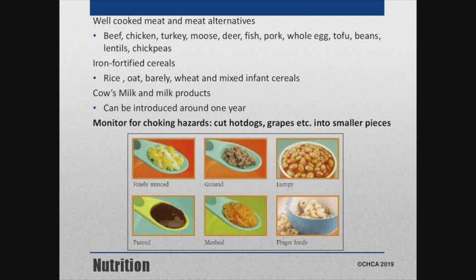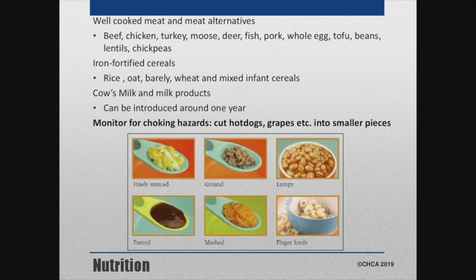Well-cooked meats and meat alternatives such as beef, turkey, moose, deer, pork, everything, even whole eggs, they can all be provided, no problems. There's not many restrictions as far as what to offer. Usually the iron-fortified cereals such as rice, oat, barley, wheat, mixed cereals can be provided. Cow's milk and milk products can be introduced around 1 year of age, mainly because of the digestive enzymes and the patient's ability to tolerate that and gas production, etc.